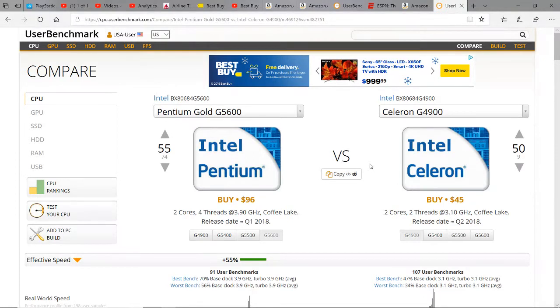Hey YouTubers, so in this video we are going to talk about mainly the differences between Celeron, Pentium, i3, i7, i5, i9, and I'm going to use this website, CPUuserbenchmark.com, just so you can see best the differences.